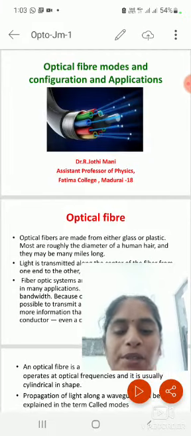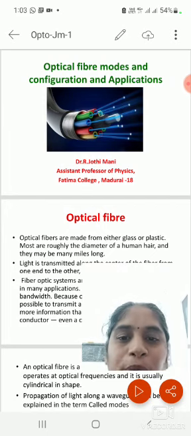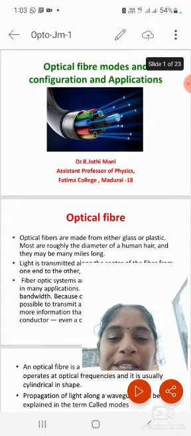I am Dr. R. Jothi, Assistant Professor, Department of Physics, Fatima College. I would like to share some points about optical fiber, their modes, configurations, and applications.